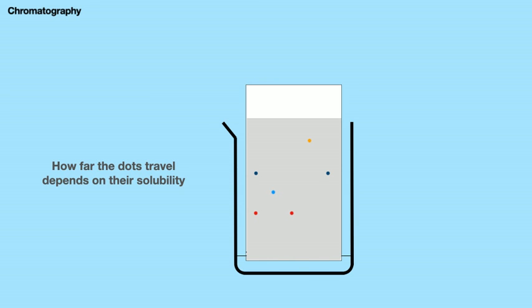The more soluble the ink is, the further it will travel up the filter paper, because it's more able to stick to the water if it's more soluble. Okay, so notice that dot there from the original ink is at the same height as that dot there, the red one. That suggests that that red colour was the one that was in the original ink. Similarly, that dot there is at the same height as this purple one. And that suggests that that purple dot is the colour that was in the black ink.